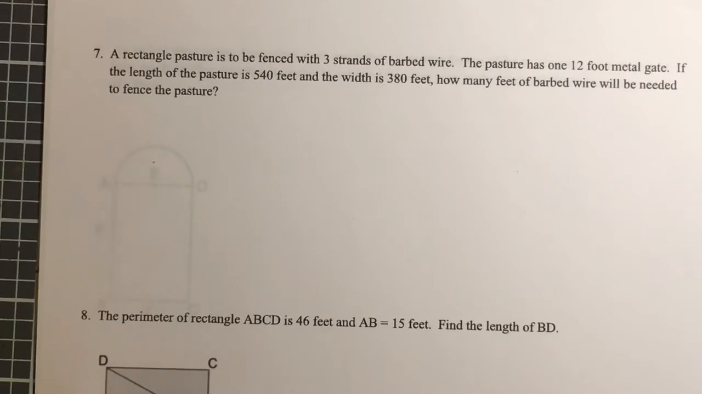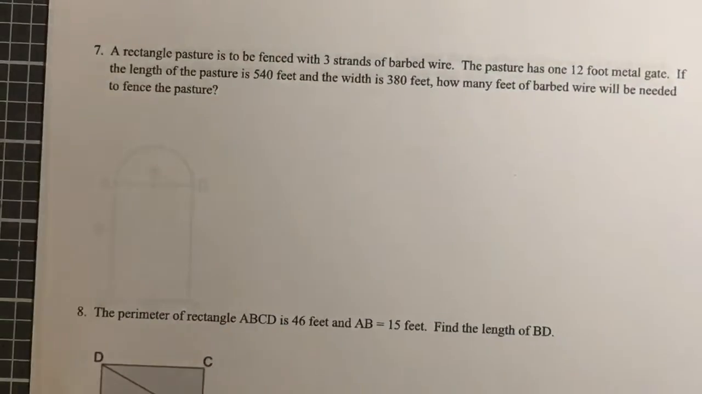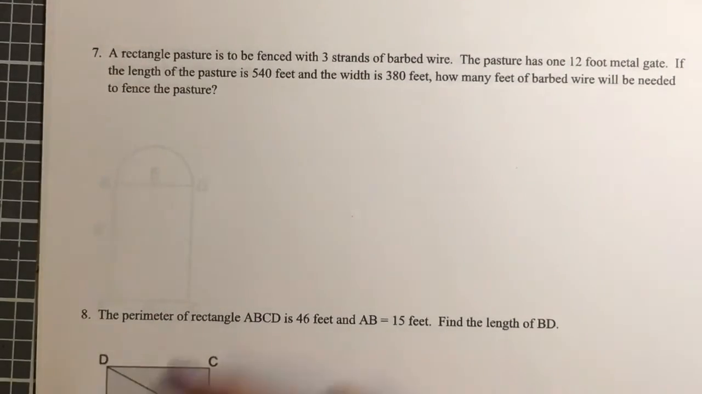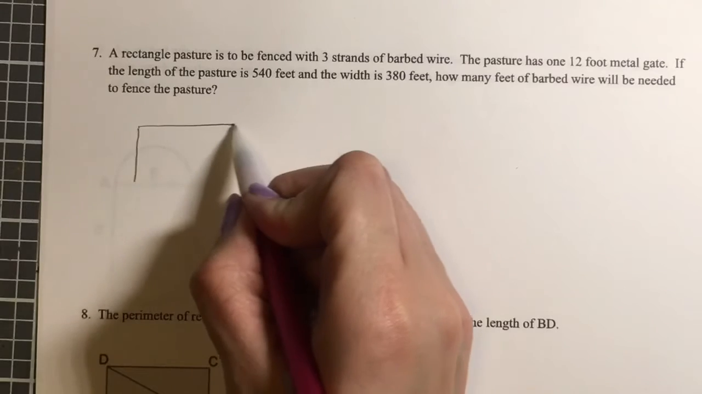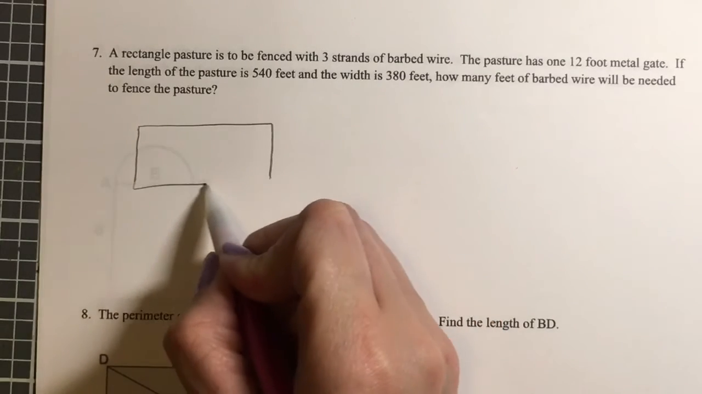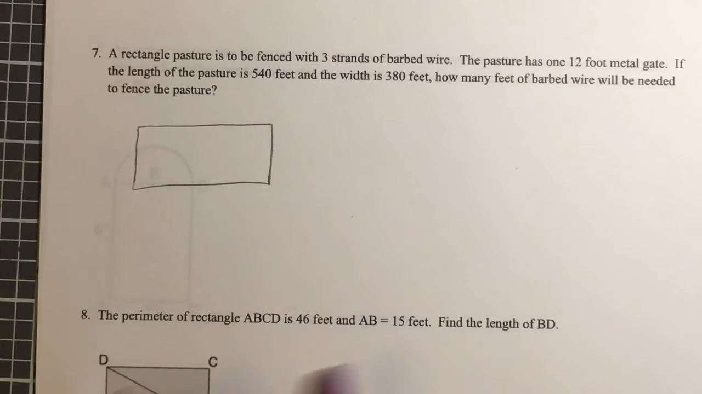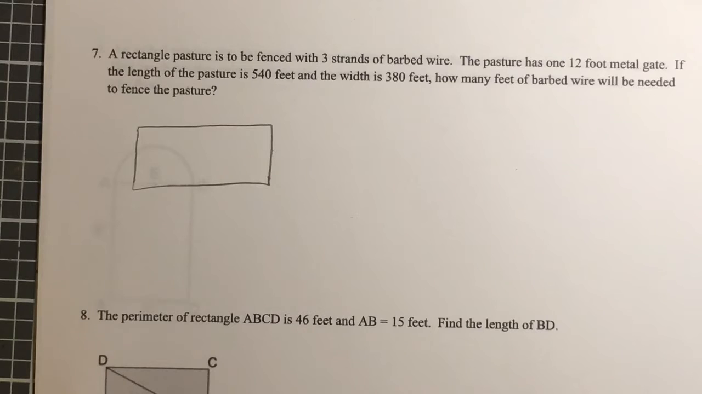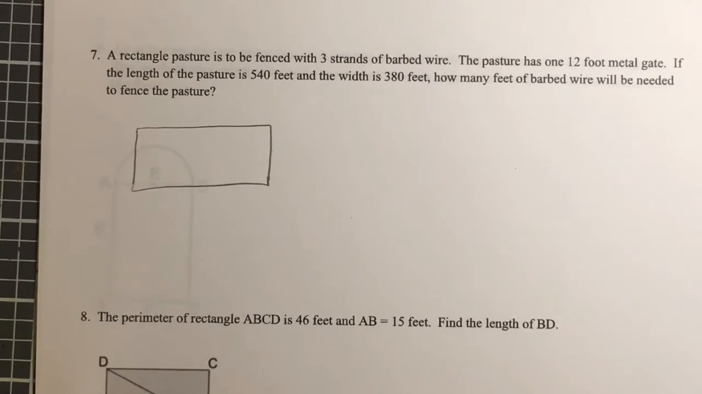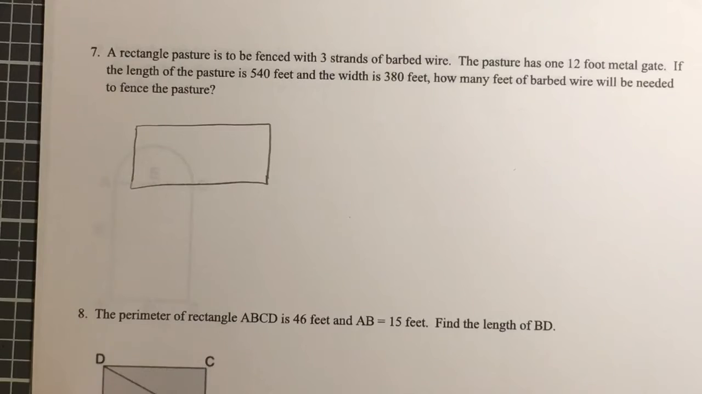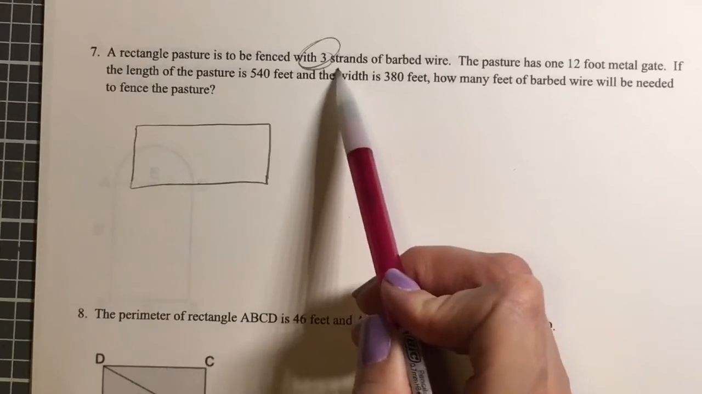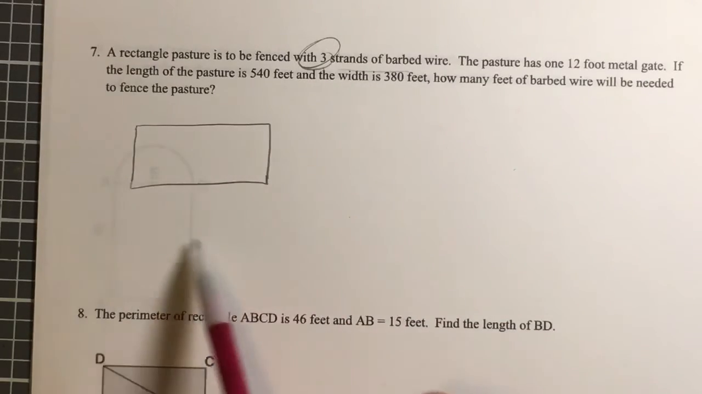Number 7 here says a rectangle pasture is to be fenced in with 3 strands of barbed wire. So think about when you see a pasture and it's those 3 strands of barbed wire around all those posts to keep the animals in. You're not just going to have one at the bottom or one at the top. You have the 3. So that's an important piece of information. 3 strands of barbed wire have to go around the whole pasture.